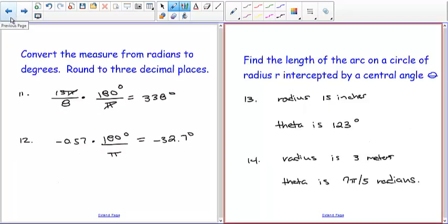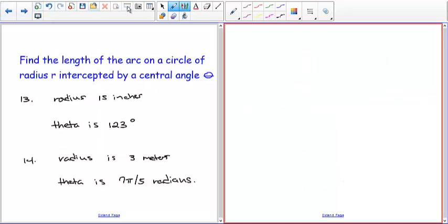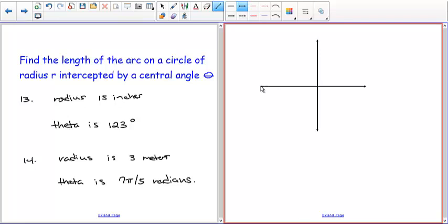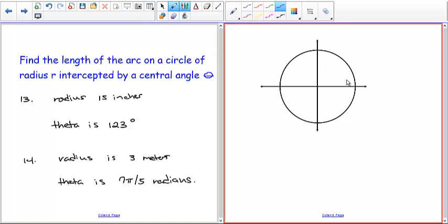Find the length of the arc on a circle of radius r intercepted by the central angle. So what we're doing here is kind of using the whole concept of what radians came from. So we're going to have a circle of radius 15. So let's say that's a radius of 15 inches. And we want to have a theta of 123 degrees. So we just have to sketch it in there. It doesn't have to be exact.